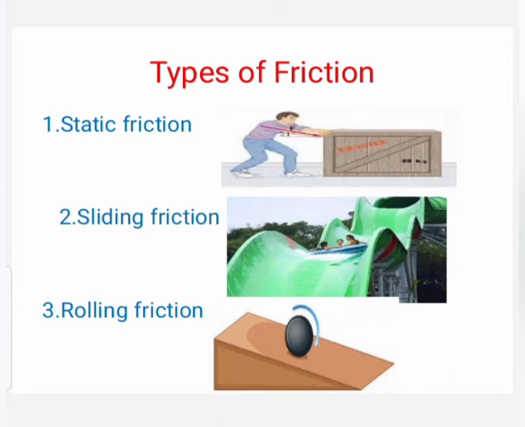Second type of friction is sliding friction. Friction exerted when an object slides over a surface is called sliding friction. Third type of friction is rolling friction. Friction exerted when an object rolls over a surface is called rolling friction.